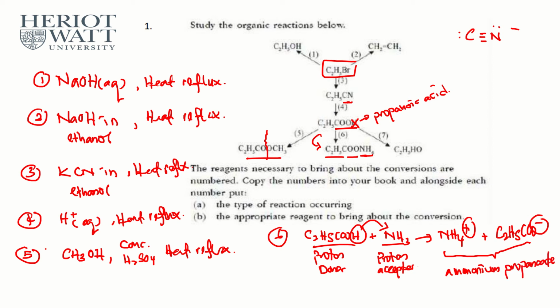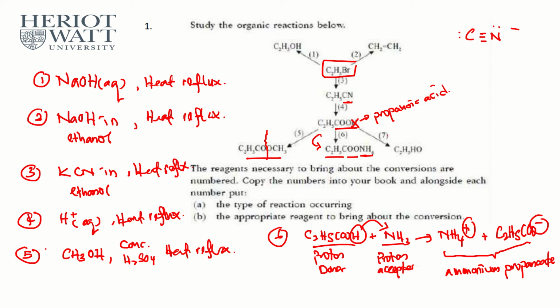Just like if you're reacting with NaOH, you are getting sodium propanoate, right? That's a salt. But in this case, instead of sodium, we are using ammonium. That's also a salt because of the ionic interactions, ionic charge. This is an ionic compound in a way, so that's why it's a salt. So ammonium propanoate. This is for reaction number 6.